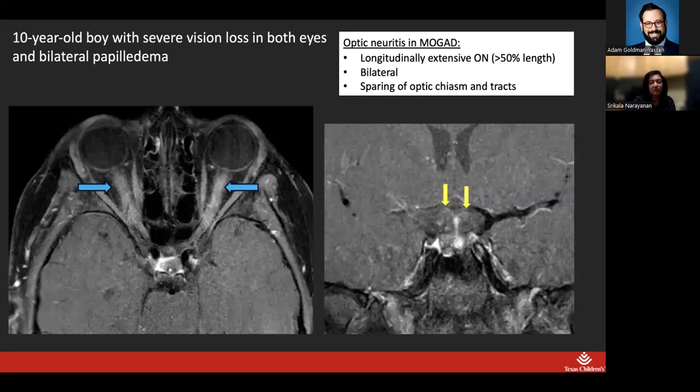So this is the same kid who, in the brain, just had leptomeningeal enhancement. But when you look at the orbits, there is this longitudinally extensive optic neuritis. You can see enhancement of bilateral optic nerves involving the entire length of the intraorbital optic nerve segment and a little bit of the intracanalicular portion. And typically these spare the optic chiasm and the optic tract. So you can see that there is no enhancement in the optic chiasm.